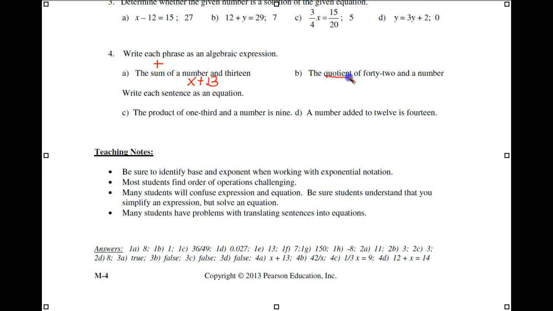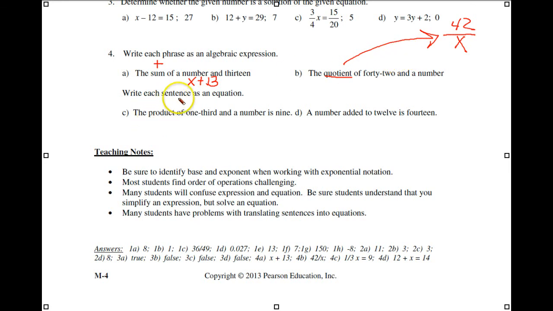Now, quotient is one you don't hear too often, but it's important. Quotient indicates that there's going to be division or some sort of fraction. The quotient of 42 and a number. All it indicates is that you're going to take this 42 and divide it by this number, which we don't know. We're calling it x. The quotient, again, think of it as a fraction.